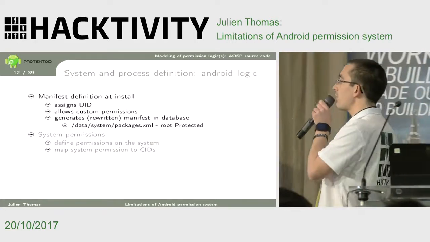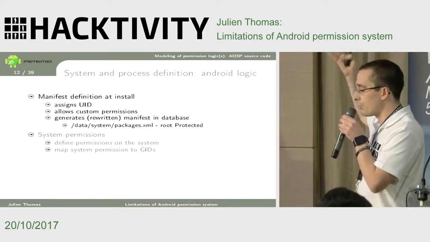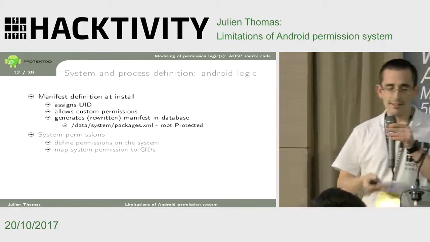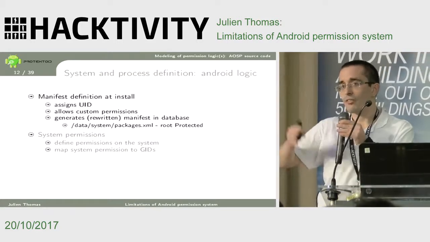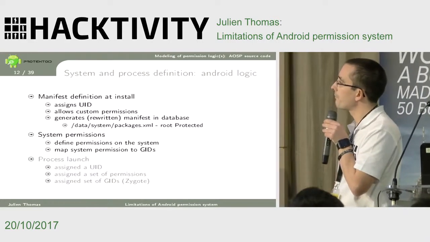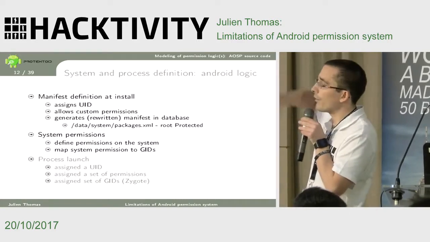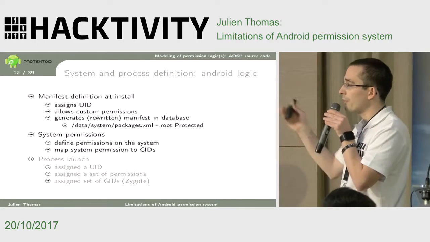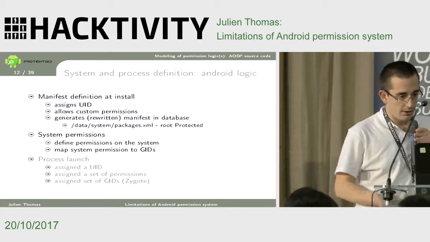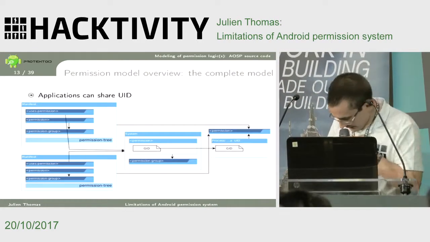When you have system permissions, they are predefined, so it will depend on the manufacturer. But if we just stick to the Android Open Source Project, you have main permissions such as internet that are associated with a group ID. All of that is predefined when the device is shipped to you. Basically, when you launch an application, based on the definition you had at install, you will get a UID, and then the Zygote will use all of that together to grant the GIDs and the permissions. So basically, that's the model.